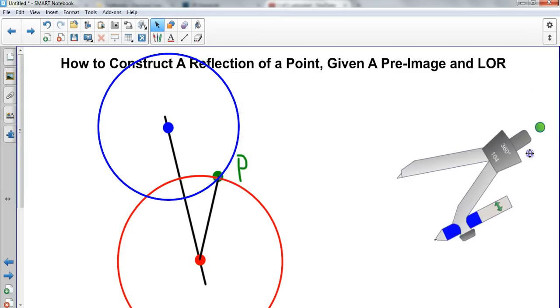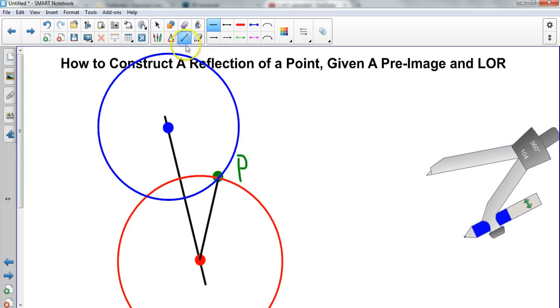Now we know that this radius, which doesn't have to be the same as this one, this radius here that goes from the center to point P has to be the same here. And notice when we draw both circles here, we have an intersection that is going to be that reflected point, because this radius now is congruent to this radius, and this radius of the red circle now is congruent to the other radius of the red circle.